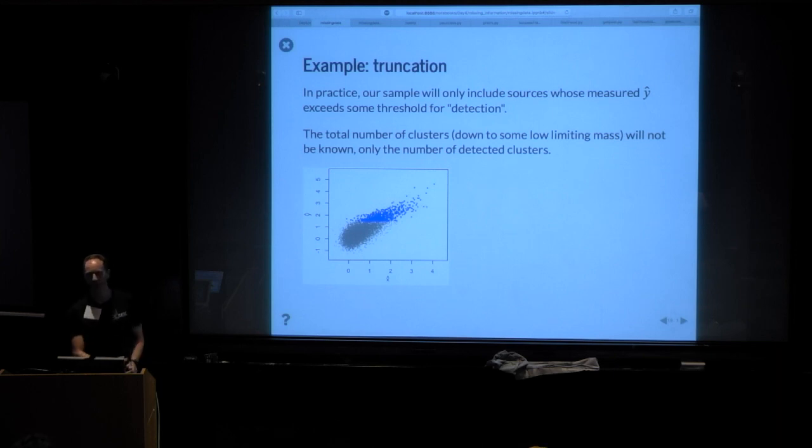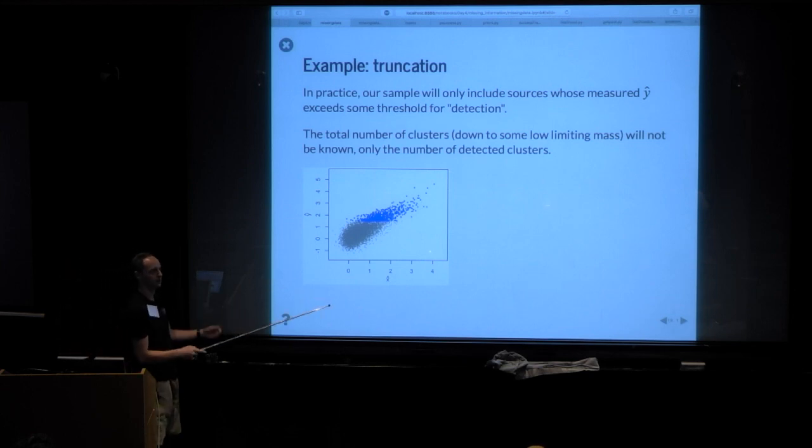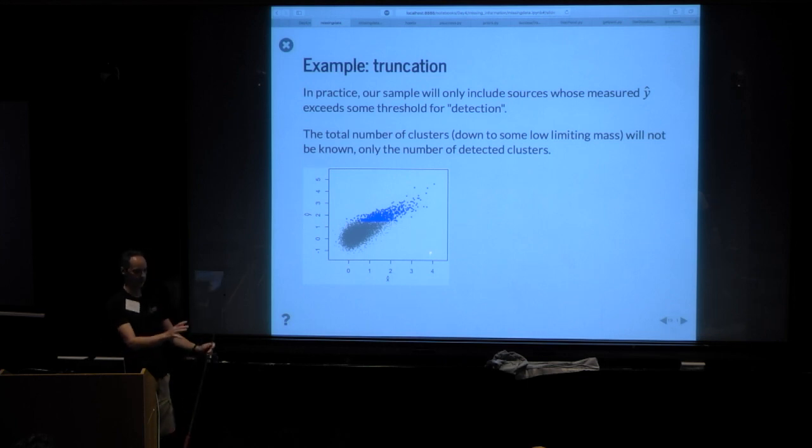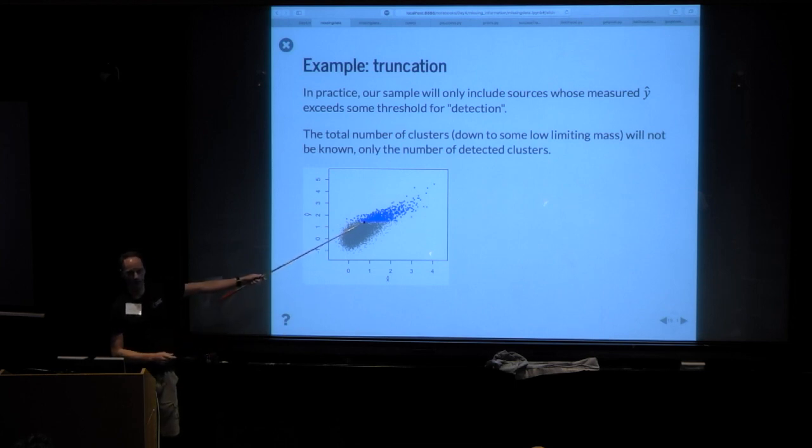In any case, the example that I want to work through involves truncation rather than censoring, because we're talking about doing survey science. So, in practice, although in the most cartoonish way possible, the sample that we would actually have from this experiment includes only sources whose measured values of the response y exceed some kind of detection threshold. So we're imagining that somebody else has actually looked at the survey data, run a detection algorithm on it, decided that we need to be above this threshold to have a very high probability of anything that we find not being a false association or detection, and then they give us this catalog of blue points.